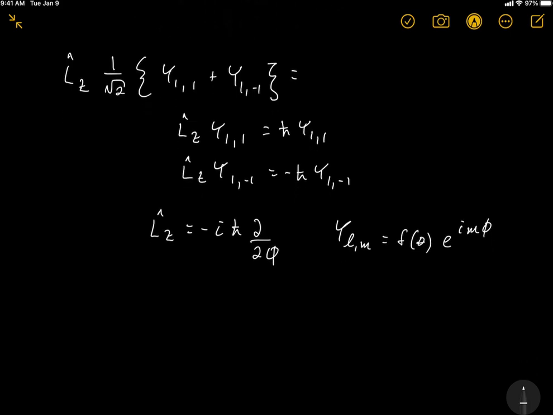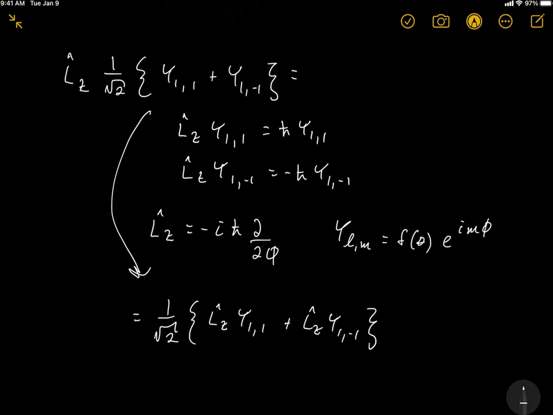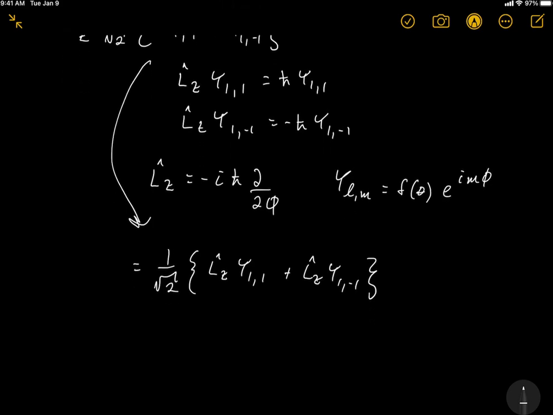So when we distribute our LZ over these two terms, we get 1 over square root of 2, LZ Y11 plus LZ Y1,-1. And here's where we have to be very careful to instantiate. If we just use the notion that LZ acting on YLM gives you m h bar, and we don't put the actual value of m in that instance, then we're going to get a wrong answer. So the first one gives us plus h bar Y11, and the second one gives us minus h bar Y1,-1.